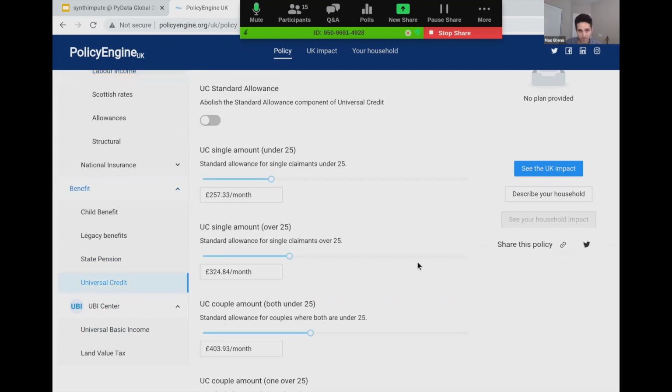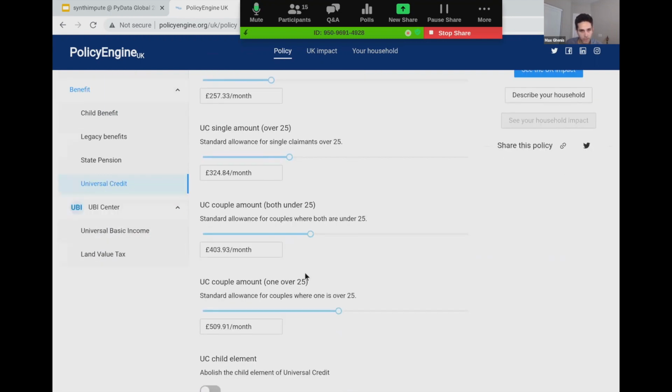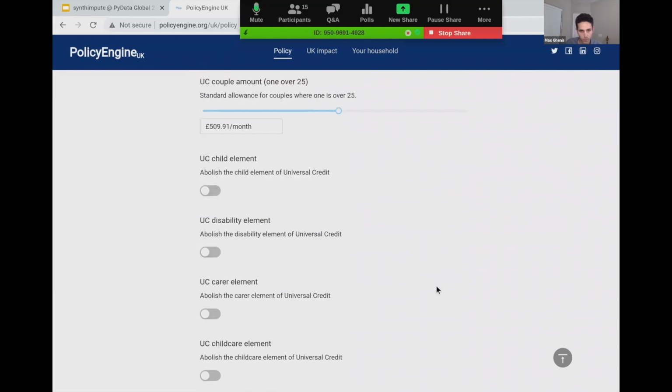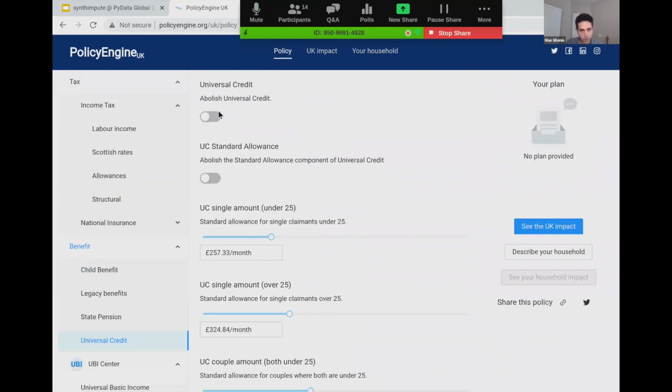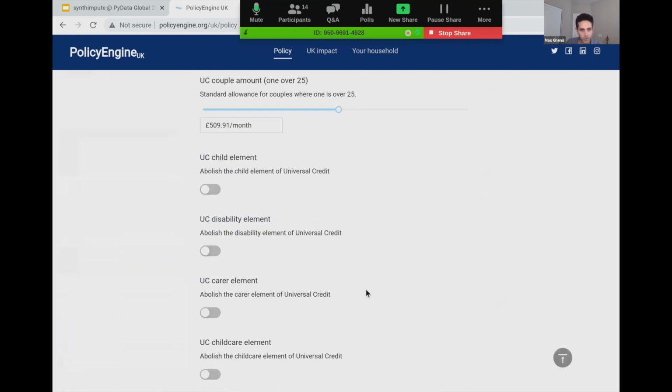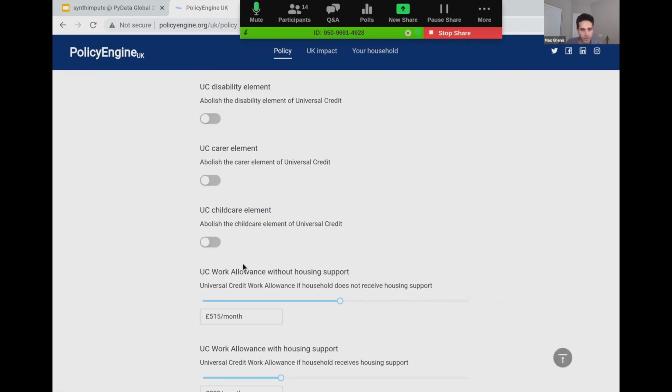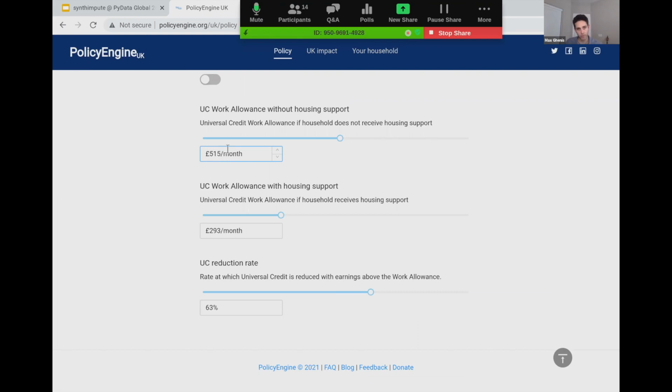So actually just Wednesday in the UK, there was a reform to the Universal Credit system, which was announced. So we can start with this and actually see a real-world example here. So we've got a whole bunch of stuff. We can actually just repeal the whole program if we want to, or we can change the amounts that people get. We can also abolish different elements of it. But the thing that actually changed in the reform was this work allowance.